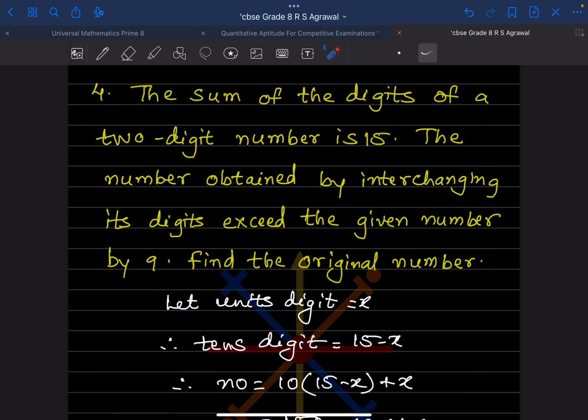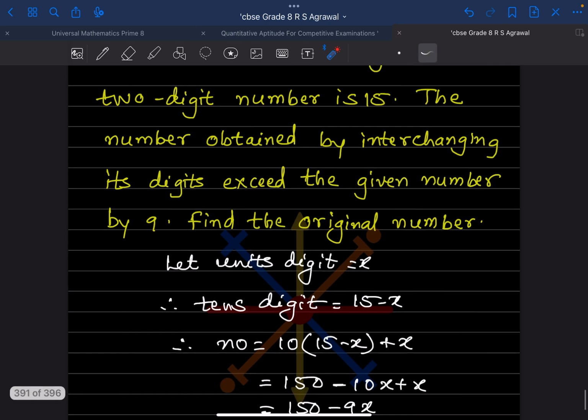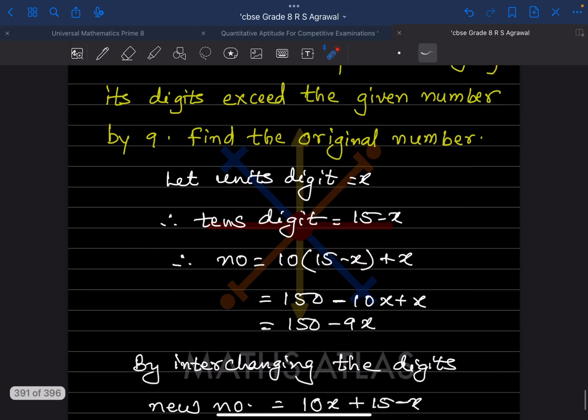So what is the number going to be? First let us write the number. As I told you, unit and tens place. The unit place we have considered as x, so x into 1, and the tens place is 15 minus x into 10, because this is the tens place digit. So the same thing I have written here: 10 into 15 minus x, and this is plus x. So that is going to be 150 minus 10x plus x. When you solve this part, that is going to be 150 minus 9x.